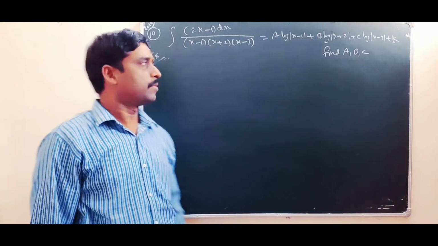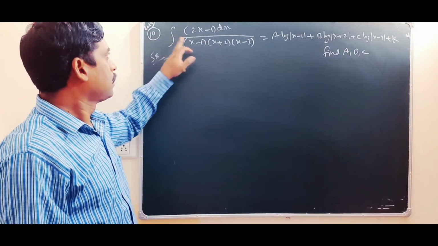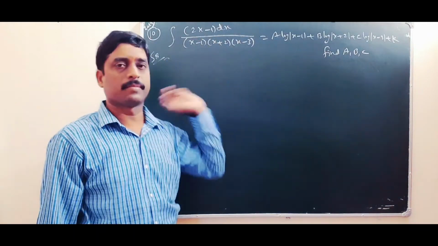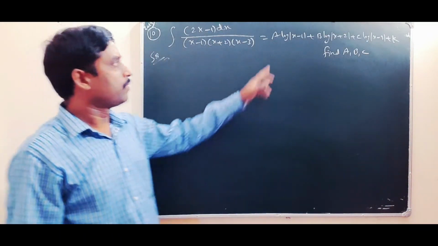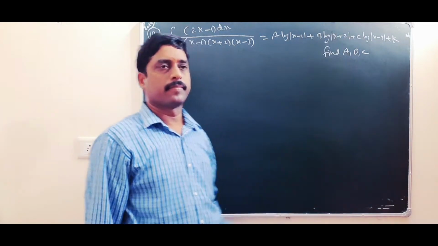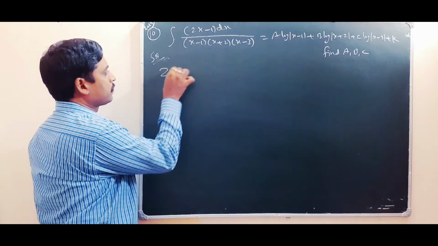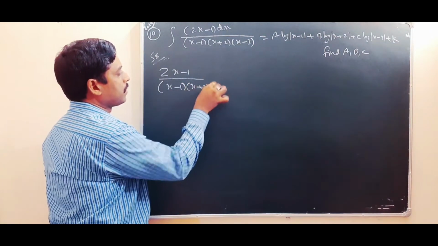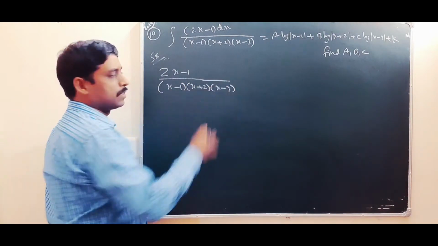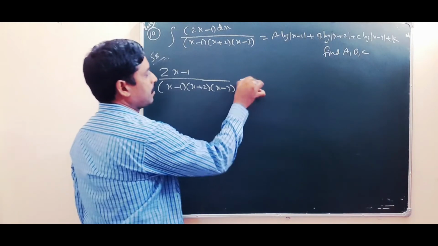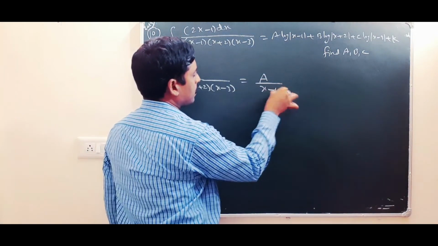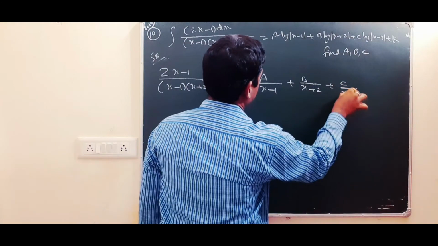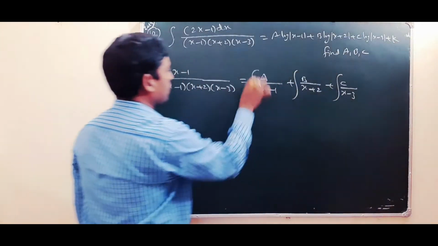Let us go to the next problem. This is from a 2019 question. The integral of 2x minus 1 by (x minus 1)(x plus 2)(x minus 3). We have to find the a, b, c values. So this is a proper fraction. Write a by x minus 1 plus b by x plus 2 plus c by x minus 3. Now taking integration on both sides.